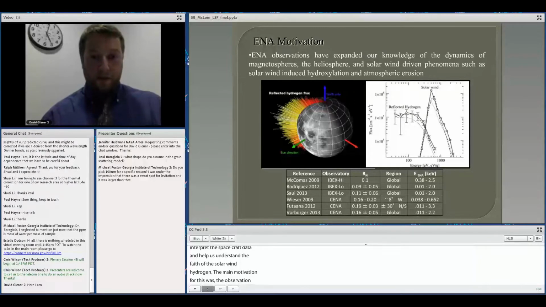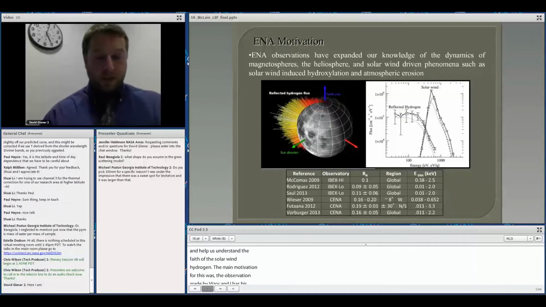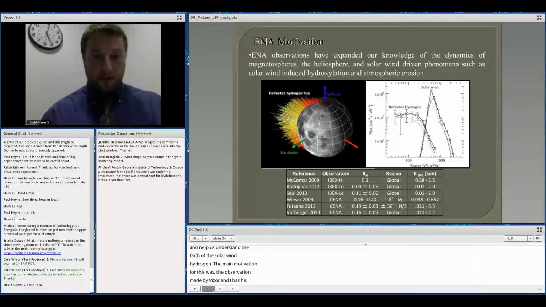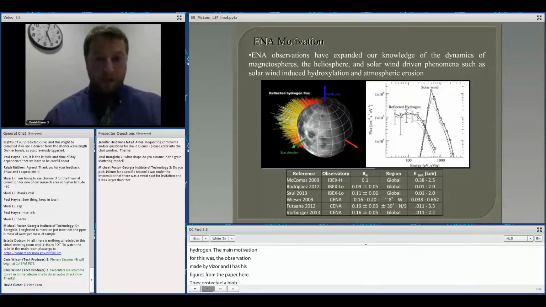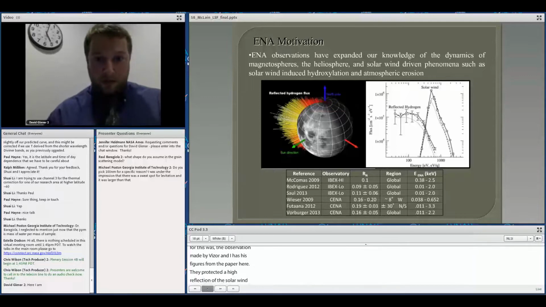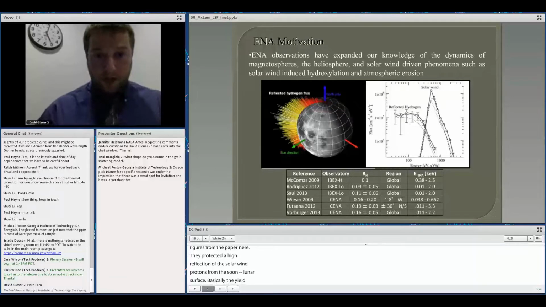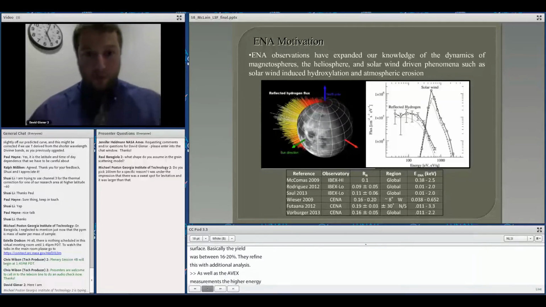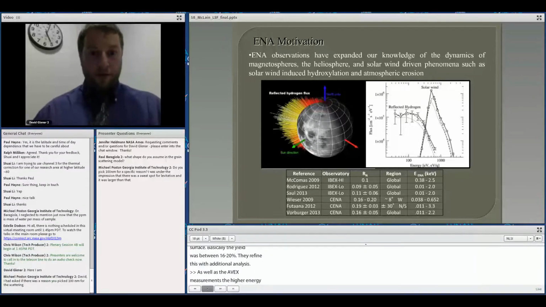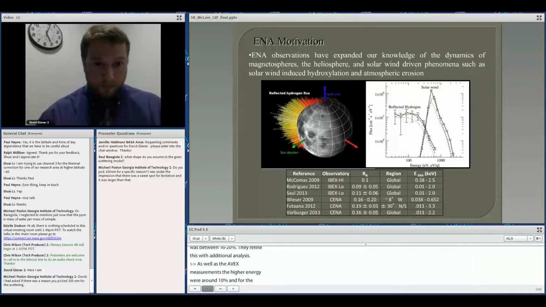The main motivation for this study was the observations made by Wieser et al., and I have his figures from his paper here, where they detected extremely high reflection of the solar wind protons from the lunar surface. Basically, their yield was between 16 and 20%, and they've refined this with additional analysis, as well as the IBEX measurements, where the higher energy energetic neutrals were around 10%, and for the lower energies up to almost 17% here.